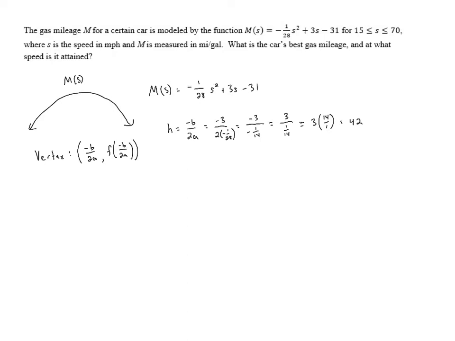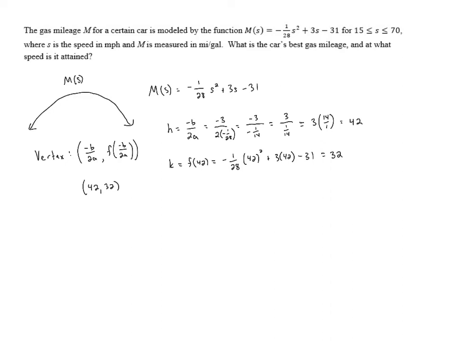Now, if we want to find the y value of the vertex, which we usually represent with k, we need to evaluate our function at 42. So we need to take negative 1/28 times 42 squared plus 3 times 42 minus 31. I'm just going to use a calculator here because there's no sense in writing all these calculations out by hand. And I get 32 as the function value. So our vertex is the point 42, 32.